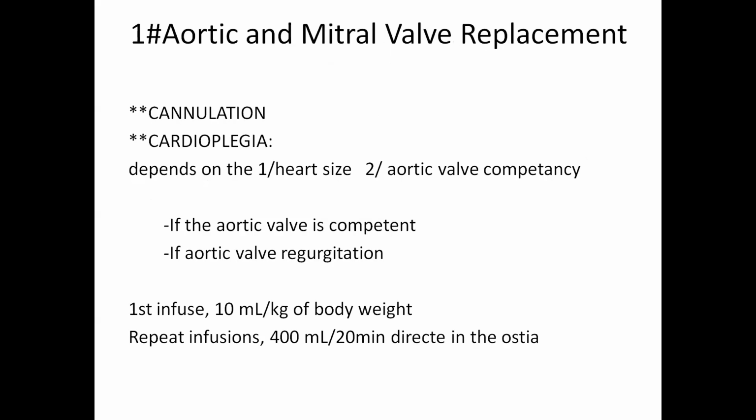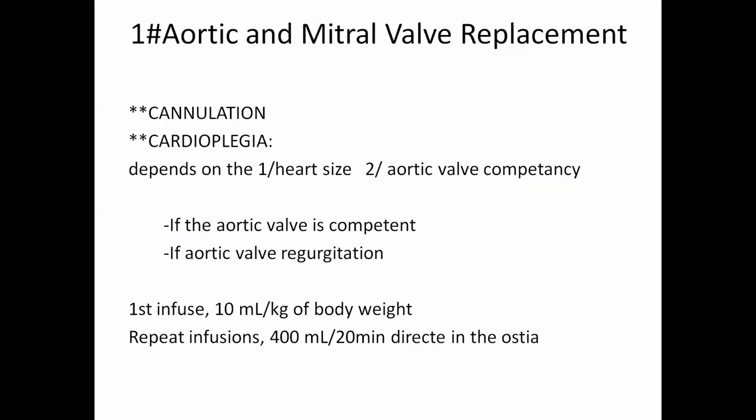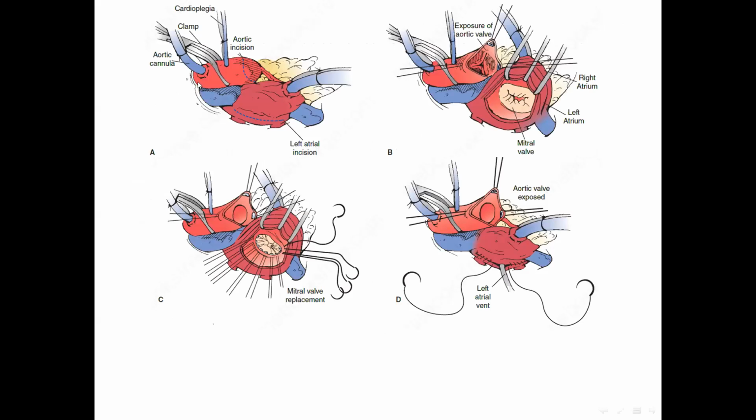I will start with aortic and mitral valve replacement: cannulation, then cardioplegia, and procedure. For the cannulation, as we can see here in A, the site for arterial cannulation is distal in the ascending aorta, just near the origin of the innominate artery, because we are planning to do aortic and mitral surgery. Then the site for venous cannulation is a single two-stage cannula in the right atrium. And we are using intraoperative auto transfusion, which is routinely used in this operation.